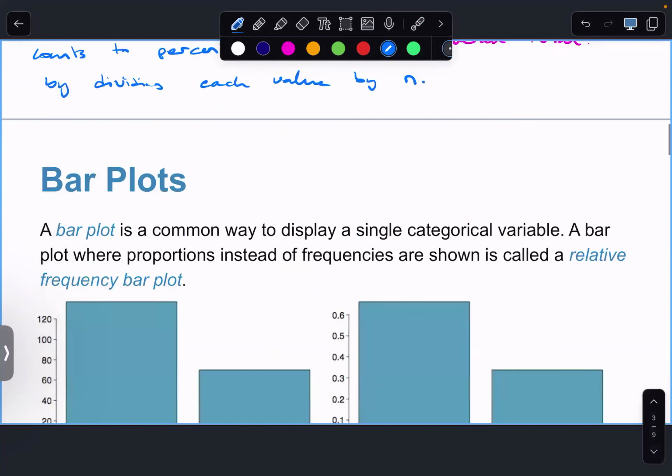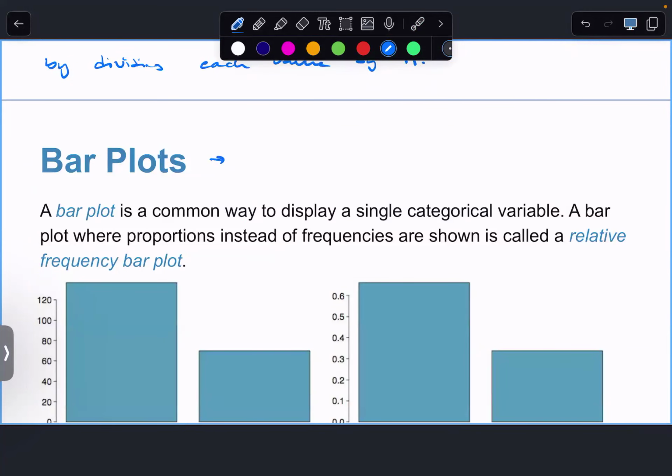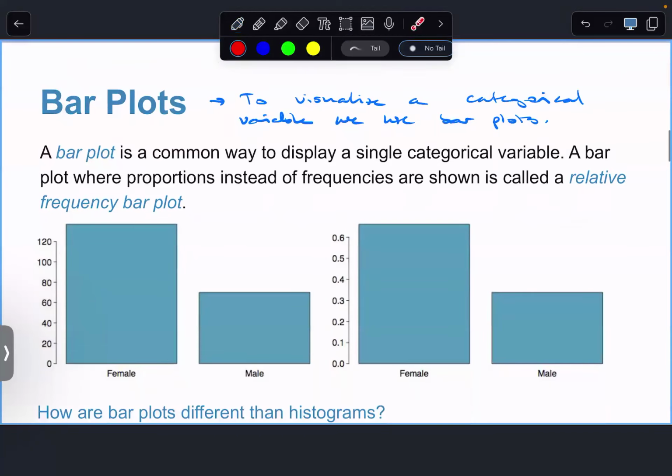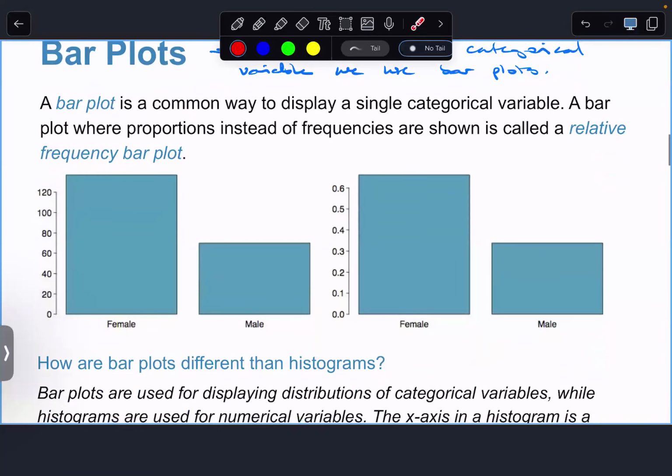Whereas we might want to visualize a categorical variable. And so to visualize a categorical variable, we use bar plots. For us, I only want to use a bar plot, and I'll talk about pie charts just briefly. But a bar plot or a bar chart is, you've got bars representing the count in each category, right?